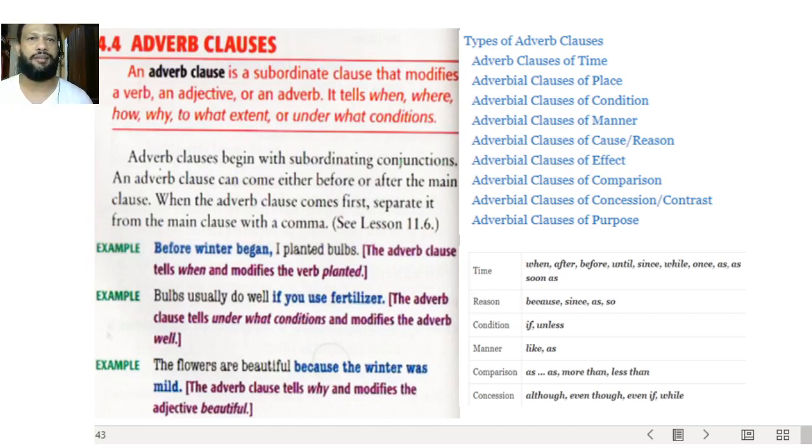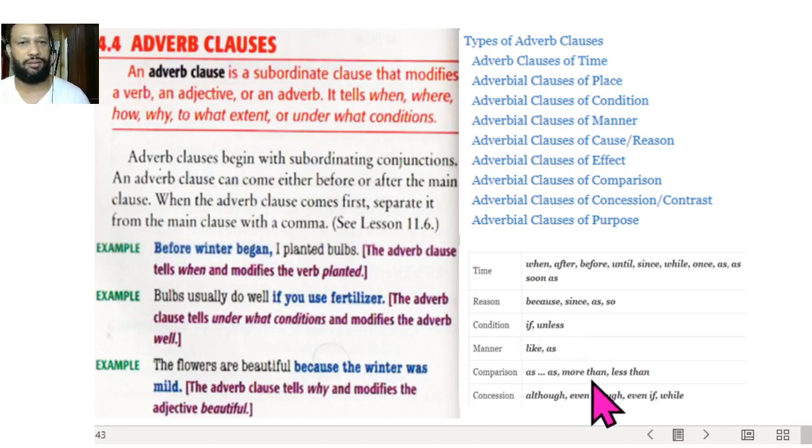The same function we have in clauses. So we have adverb clauses of time, adverbial clauses of place, and adverb clauses of condition. We can call them adverb or adverbial clauses, okay? And depending on the subordinating conjunctions we use, we can say we're talking about time or reason or condition. Time: when, after, before, until. Reason: because, since, as, so. Condition: if, unless, and so on.